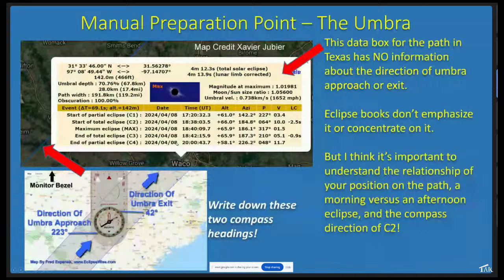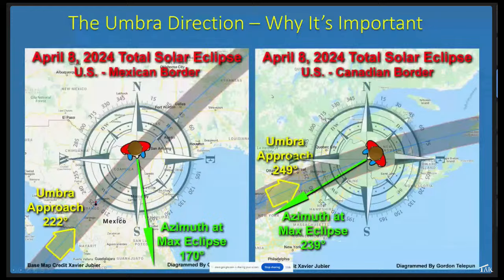And the way you do it, if any of these pop-ups that you get on the interactive maps has no information about the umbra direction for your particular location. So the little trick is to get a clear compass and put it on your computer bezel with the top up so it's held square to north. And you're not worried about the compass working. You're just worried about dragging that interactive map under the center of the compass and then writing down these compass headings for the umbra approaching you and the umbra exiting you. And the reason this is important is it changes along the path, and it also changes for every eclipse you might go to.